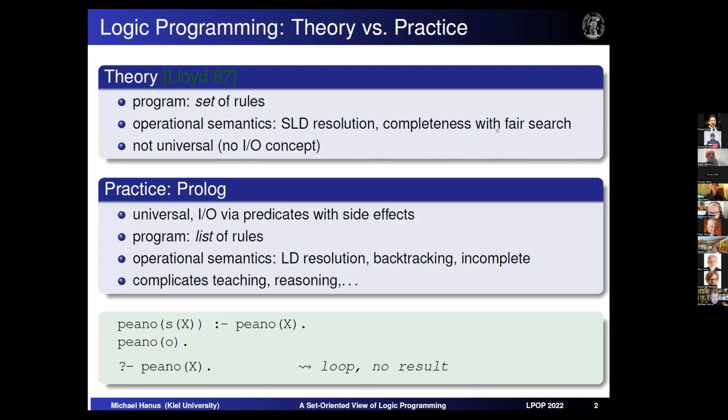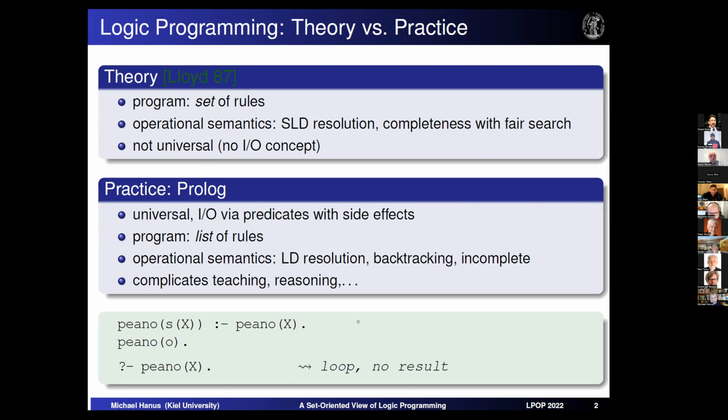On the other hand, this is a good thing about Prolog, which is practice. So it is universal because we have predicates doing I/O and so on. And these predicates do somehow some side effects. And this requires also that a program is a list of rules. So we have to know the order in which these side effects take place. And therefore the operational semantics is more restricted. We have LD resolution, and basically it is backtracking where the list of rules comes into place. And the disadvantage, well known, is that it is incomplete. And this complicates also teaching and reasoning and so on.